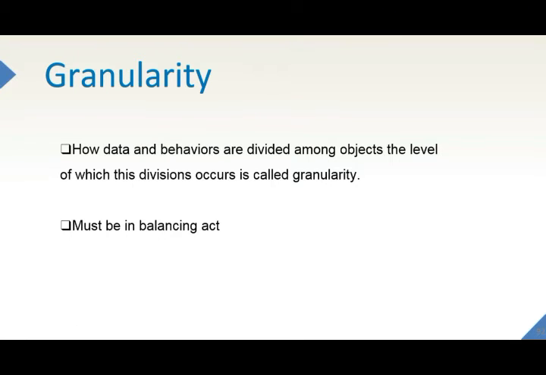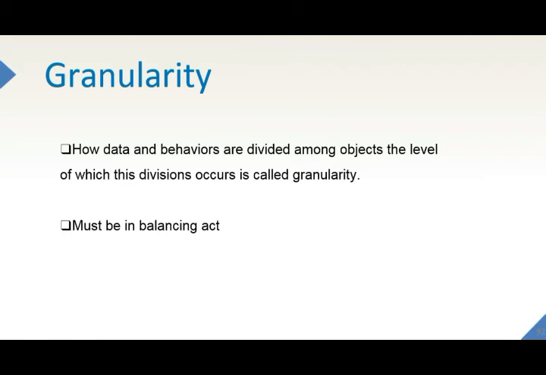Granularity. How data and behavior are divided among objects. The level at which these divisions occur is called granularity. There is a direct relationship between high granularity and the total number of objects in a system. Achieving the correct amount of granularity in an object system design is a balancing act.